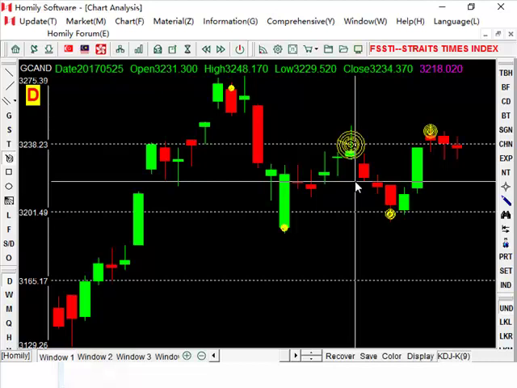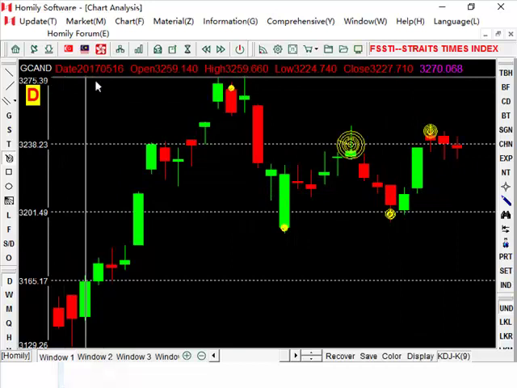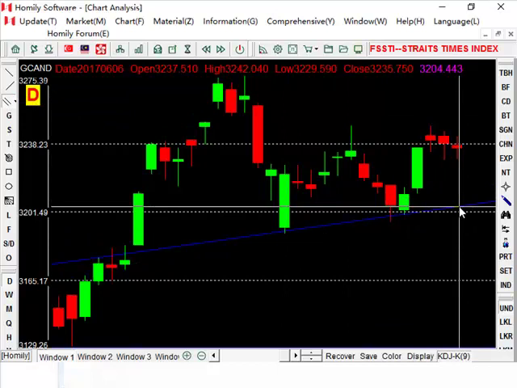So firstly, let's see this one. This is the previous high point. This one you cannot break through. The trend is still sideways. Okay, so we confirm the high point and low point. Then we can draw the line.